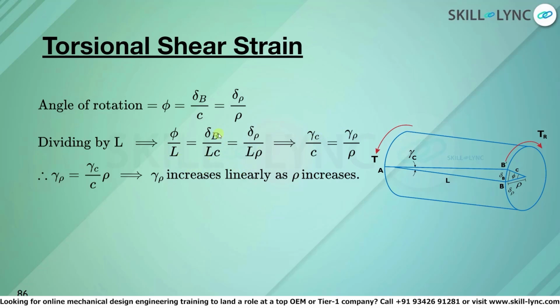Now we know that gamma C is equal to del B by L, and in the same way gamma rho is del rho by L, and we are substituting these equations. Here we get a relation between gamma rho and rho. This means that for every increase in the value of rho, there is a linear increase in the value of gamma rho too.